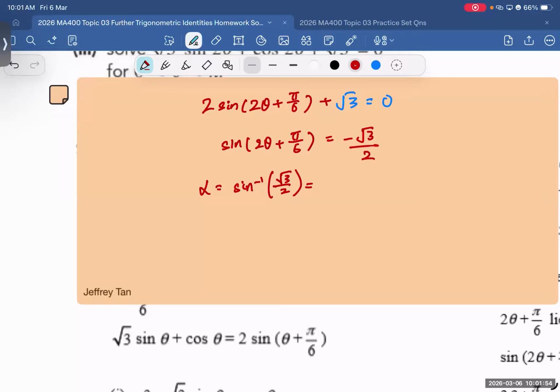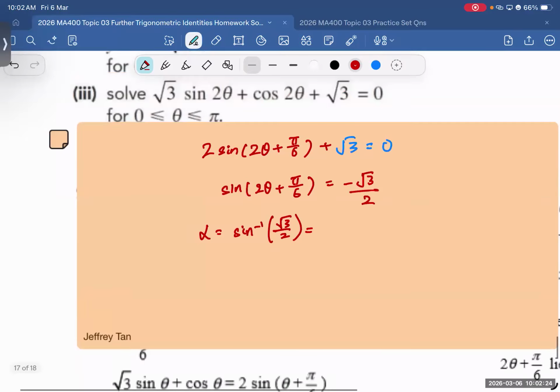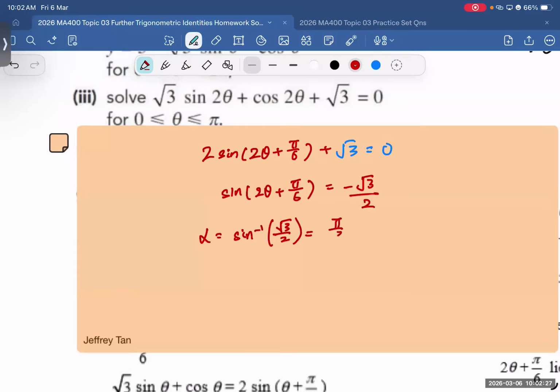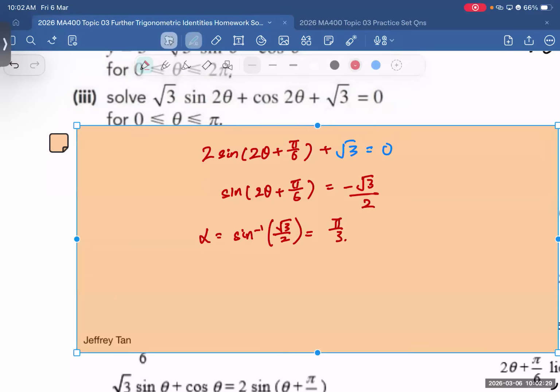Okay? Ready? 180. 360. 540. 45 degree. Pi over 4. Pi over 4. Okay. 90 degree. 60 degree. Okay, pi over 3. So pi over 3.